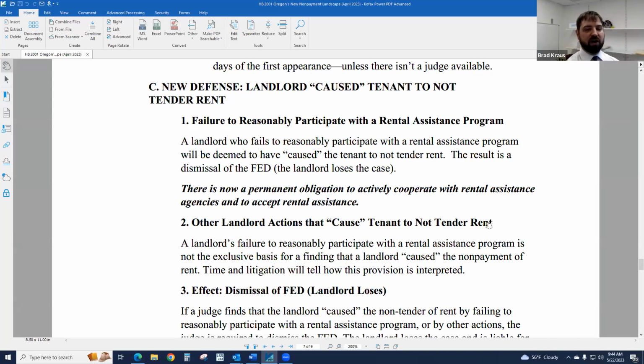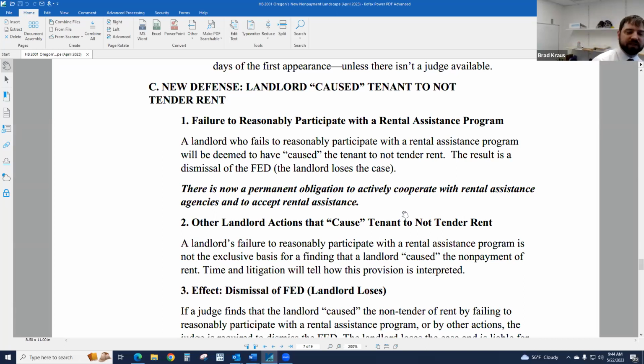Other landlord actions that cause the tenant to not tender rent. So here's another defense. We don't really know what this means. The landlord's failure to participate with rental assistance is not the exclusive basis, but time will tell what this actually means. But I'm sure tenants will cook something up.